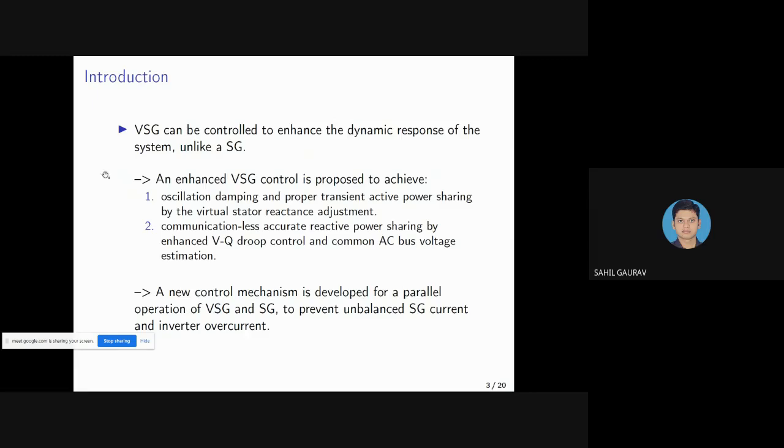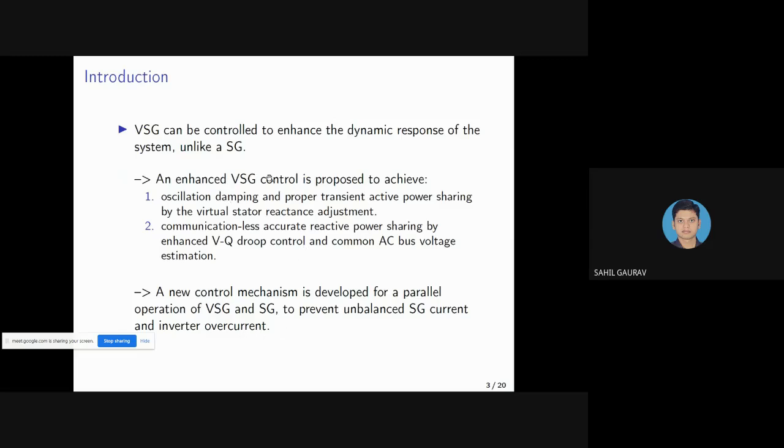First, we can see what the authors have done: an enhanced VSG control is proposed to achieve oscillation damping and proper transient active power sharing by virtual stator reactance adjustment. This method also provides communication-less accurate active and reactive power sharing by enhanced VQ loop control and common AC voltage estimation. This work has been done on the basic VSG control to increase the microgrid stability and to regulate the performance. Second, a new control mechanism is developed for the parallel operation of VSG and synchronous generator to prevent unbalanced synchronous generator current and inverter overcurrent.